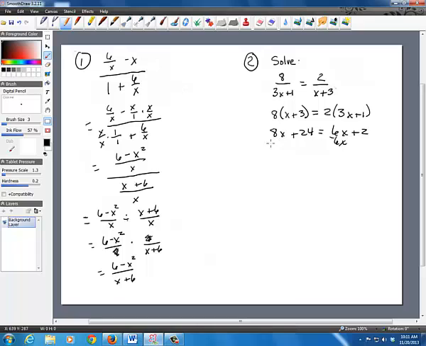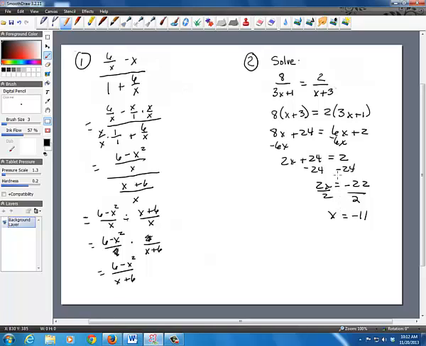Subtract 6x, and I get 2x plus 24 equals 2. Subtract 24, and I get 2x equals negative 22. Divide by 2, I get negative 11. And if I look back here, my negative 11 does not make either of these denominators 0. So that one is correct.